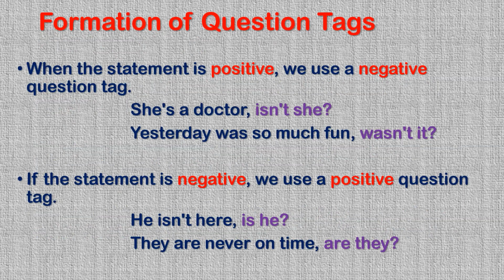So when we look at the formation of question tags, or how we make them, when the statement is positive, we use a negative question tag. For example, she is a doctor, isn't she? Yesterday was so much fun, wasn't it? And if the statement is negative, we use a positive question tag. He isn't here, is he? They are never on time, are they?